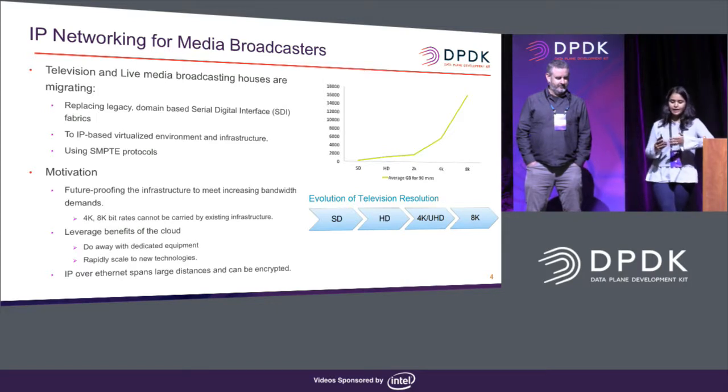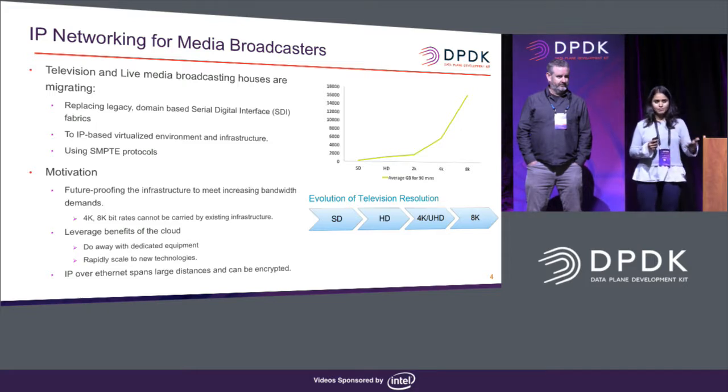Essentially, the 4K and 8K high bandwidth media formats cannot be carried by the infrastructure that is available today. There is just no capacity. The bit rates require an updated, standardized infrastructure. And moving to an Ethernet or an IP-based network allows these media vendors to leverage the benefits of the cloud and allow them to scale rapidly and move to new technologies when there is a need that arises.